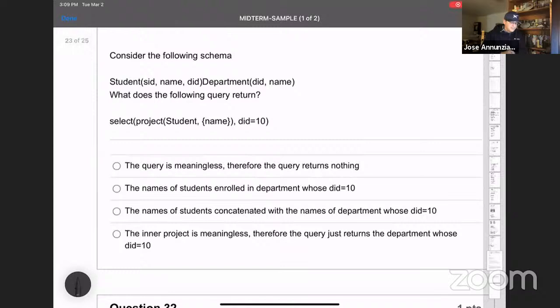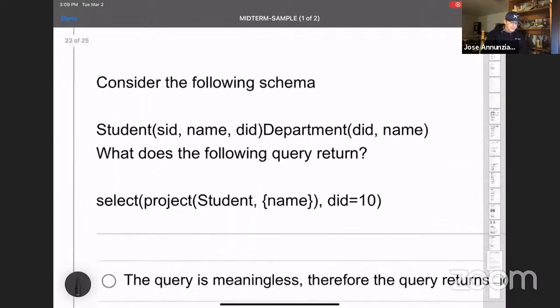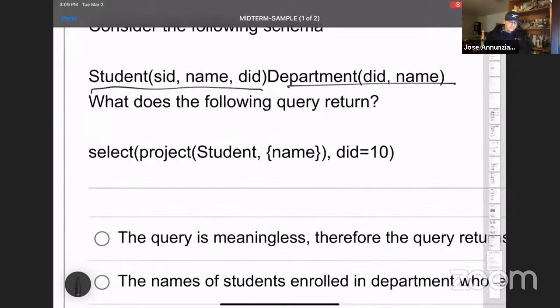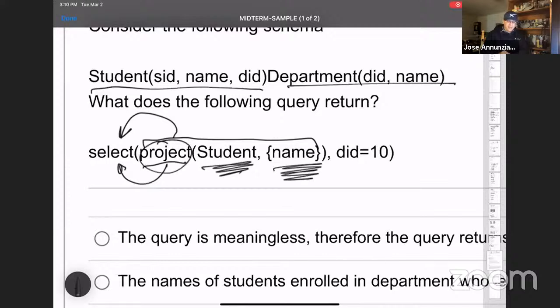Here, again following relational algebra, given the same two tables, student and department, what does the following query do? Inside of a select, whatever the output of this is going to be is the input of the select. We're projecting from the student table and only keeping the name property. So the select is just getting a big result set with only the name.